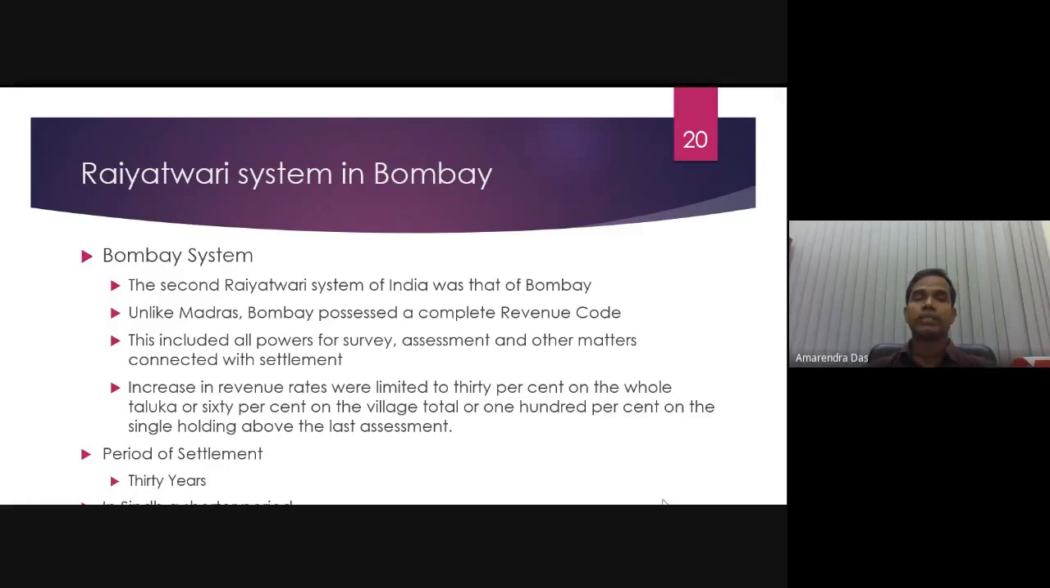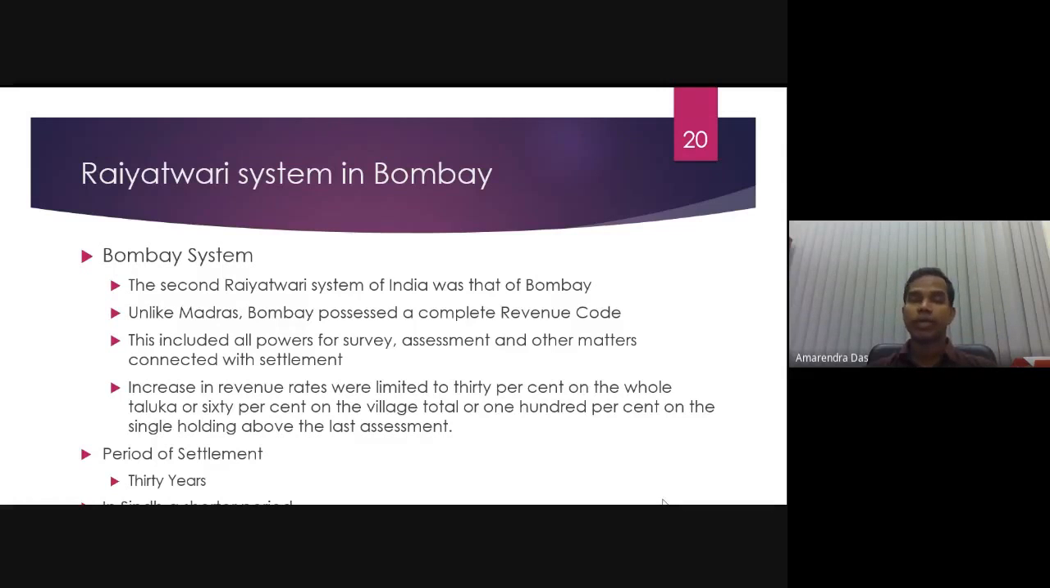So unlike Madras, Bombay basically had a complete revenue code, and this revenue code included all powers for survey, assessment, and other matters connected with settlement. They could increase the revenue rates in between, and they kept the provision that whenever they wanted to increase the revenue, they could increase it by 30 percent on the whole taluka, or 60 percent on the village total, or 100 percent on the single holding above the last assessment.